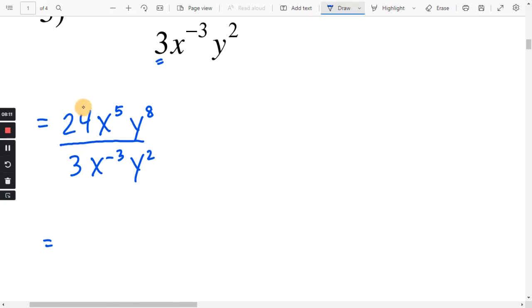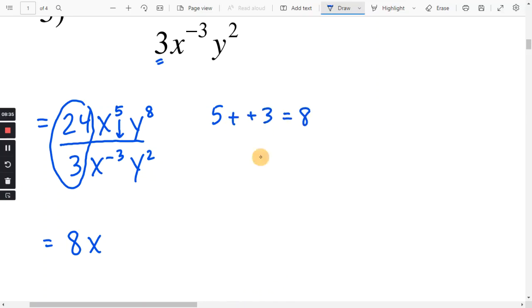Okay, let's look at the constants first. 24 divided by 3 is just 8. And for the x's, they are divided, so we subtract the exponents going down. 5 minus negative 3. Remember, 2 negatives in a row is positive. So 5 minus negative 3 is 5 plus 3. So that's an 8. That's the exponent on the x. And then for the y's, 8 minus 2 is 6. Final answer.